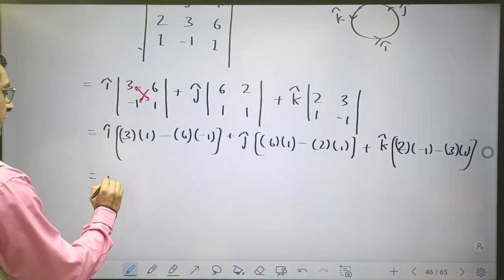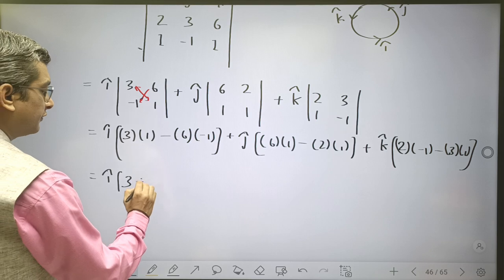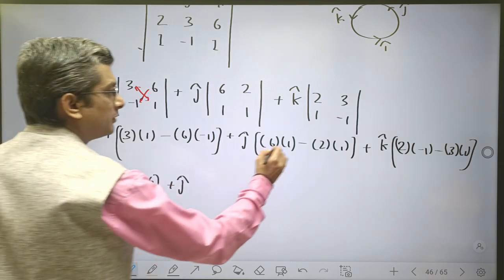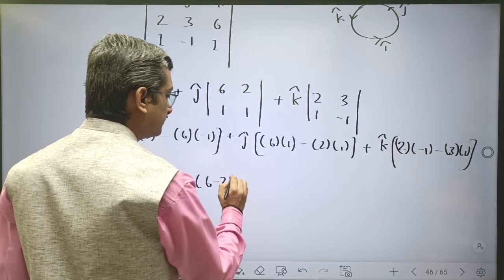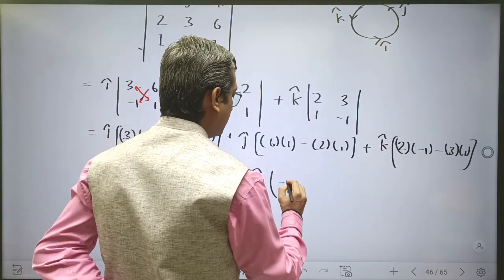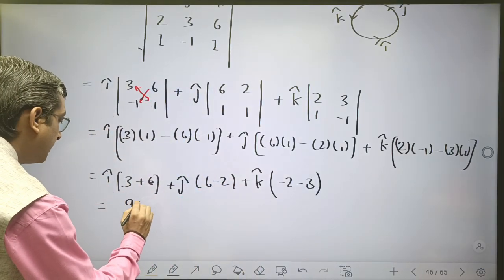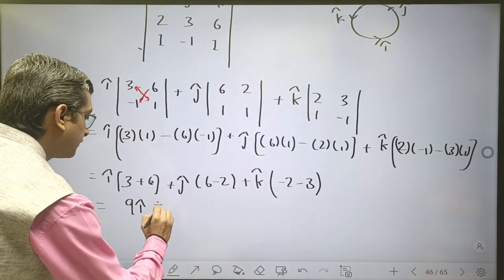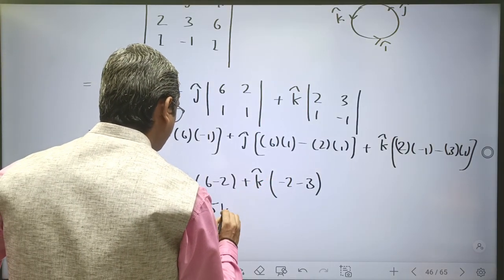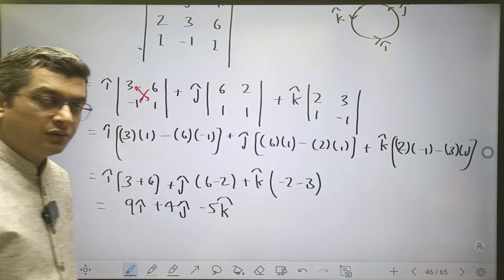So finally you will get I cap, this is 3 - (-6), that is 3 + 6, plus J cap, this is 6 - 2, plus K cap, -2 - 3. This will be 9 I cap plus 4 J cap minus 5 K cap. So this is the answer, A cross B vector. In this way you can find it.